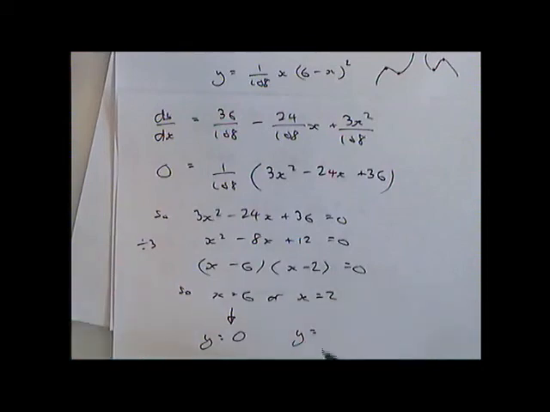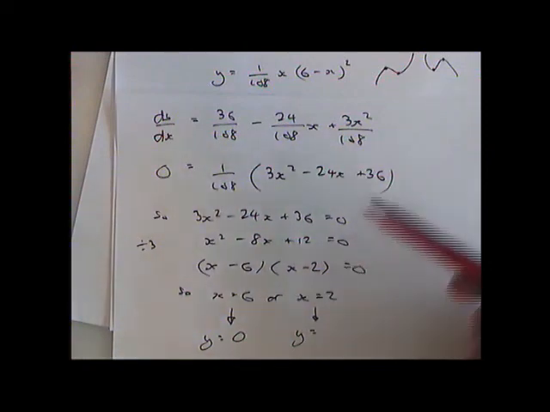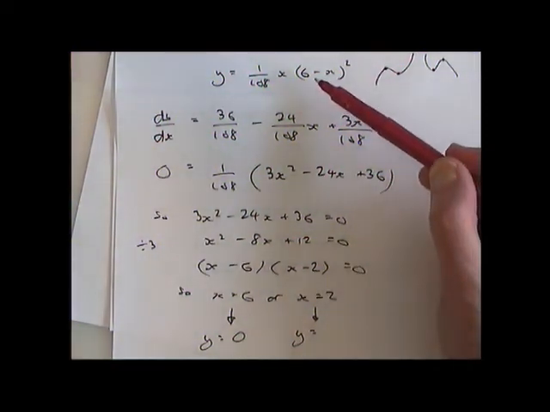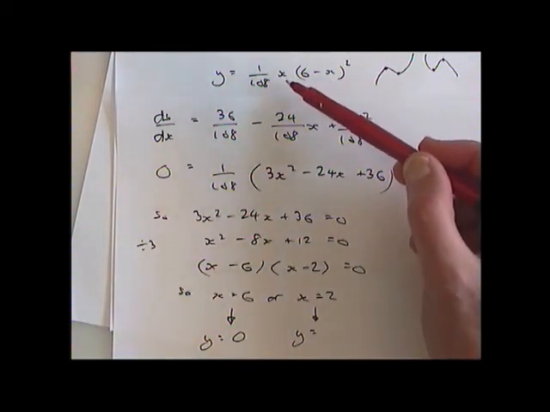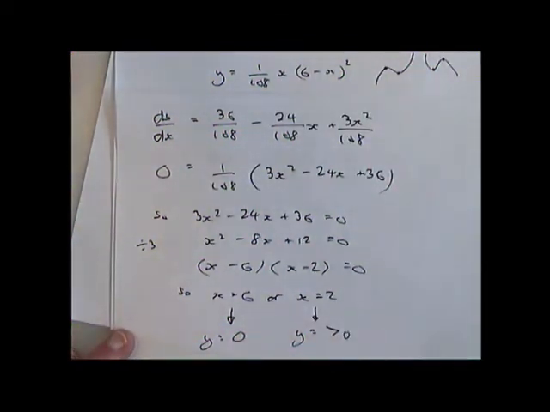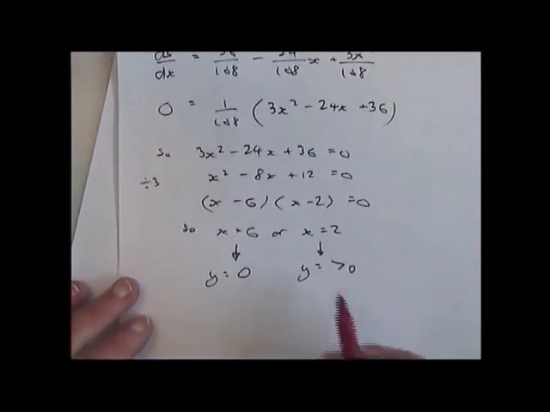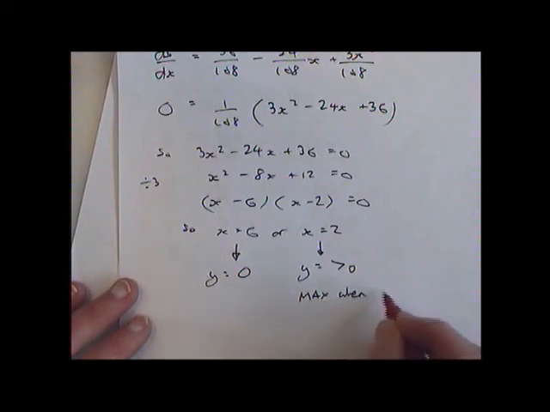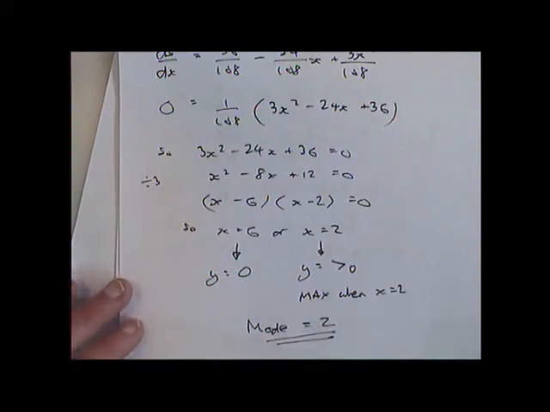Now all we need to know when we stick 2 in is whether it's going to be positive or negative. That's enough information. When we stick 2 into here, that will be 4 squared is 16 times 2, that's positive, divided by something positive. That's going to be positive. It's going to be greater than 0. So x equals 2 is going to be the maximum, because it's got a higher value than this one over here. So we can conclude that our mode equals 2.